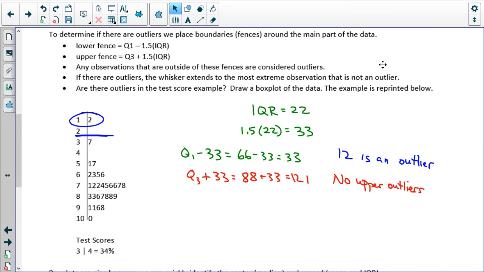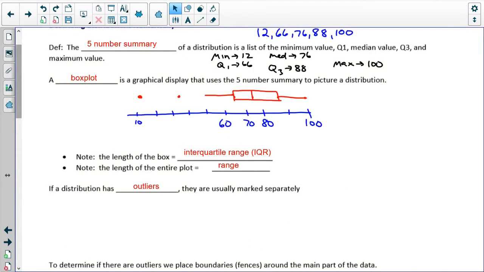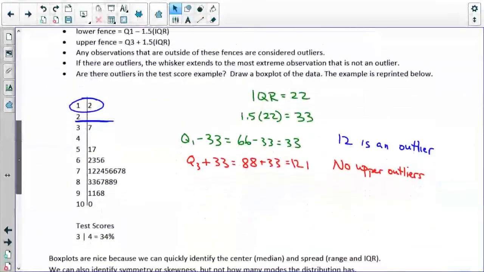So if I'm graphing the box plot, I know that I can graph the box plot for that test score problem to look like this because there was only one outlier. So then I would stop the whisker at 37 because that's the most extreme observation that isn't an outlier. So this is kind of what the graph would look like for the test score example.